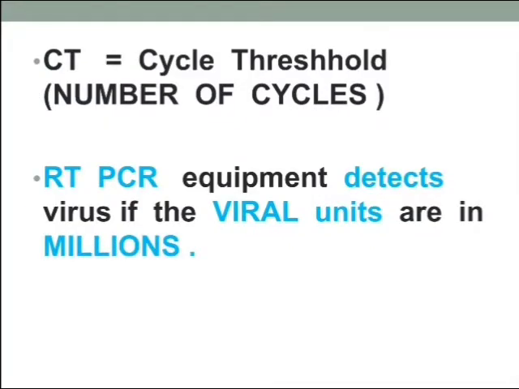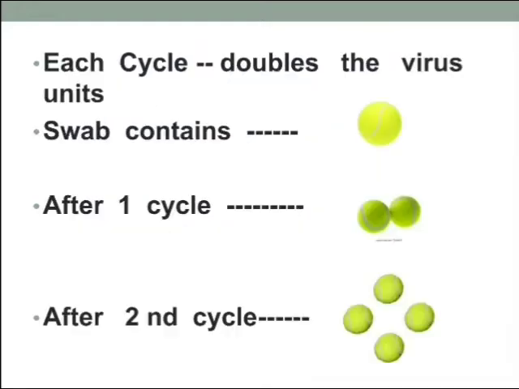So what is CT? It's a cycle threshold. Each cycle represents the measure of work that is done by the RT-PCR equipment. And what we need to understand is the virus is very small and 1 million copies are needed if the machine has to identify the presence of the virus. So that is the principle of this machine. It basically amplifies or keeps multiplying the viral units till they reach a threshold value of, let us say, 1 million copies. Once it is reached, the virus is detected.